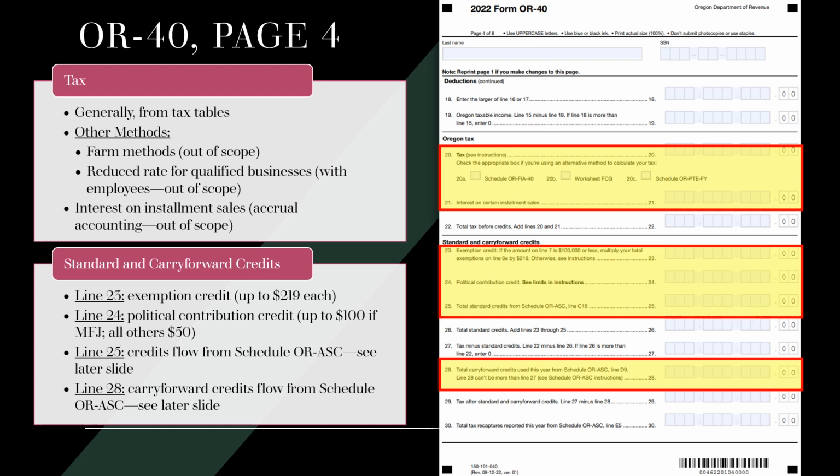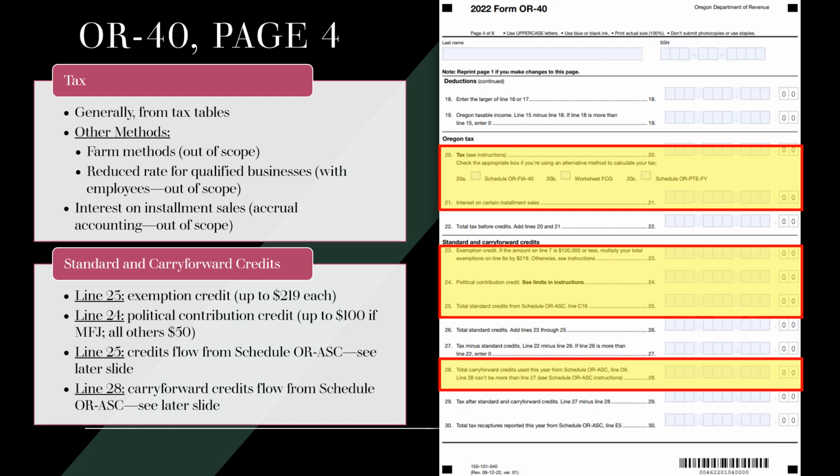After tax, we move into the standard and carry forward credits section. These are non-refundable credits, which, just like we learned for federal income tax, can reduce the tax down to 0, but not beyond. With standard credits, any amount of calculated credit that was more than the amount of tax would be lost. With carry forward credits, the amount of calculated credit that could not be used in the current year could be carried forward and used in future years.